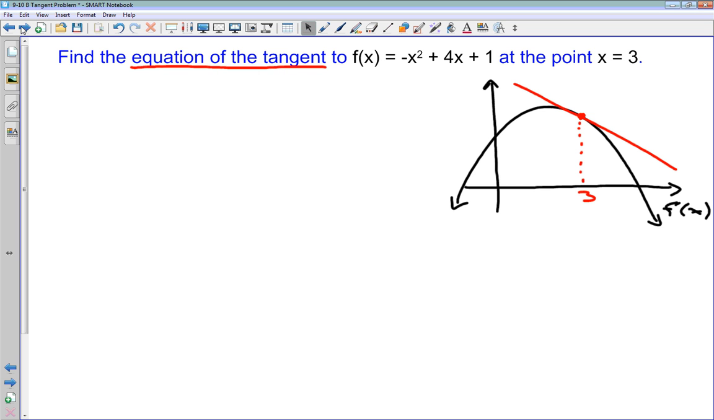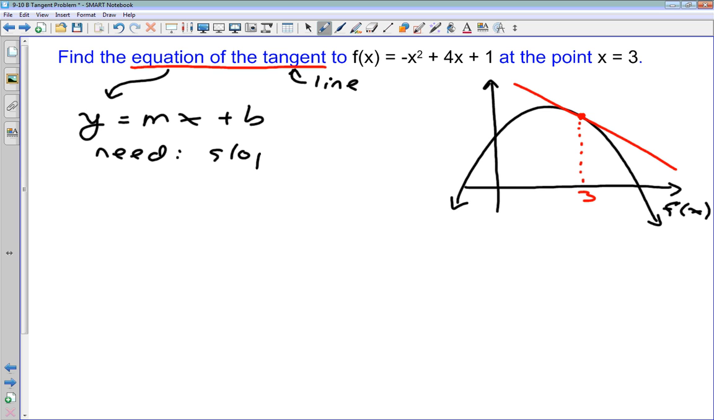So the tangent to the curve, of course, is always a line. So we know that its equation is always going to have the form, good old y equals mx plus b, that you've been using since grade 9. So if we are going to find the equation of a tangent, or the equation of a line, we need two things. We need the slope, and we need a point on that line.